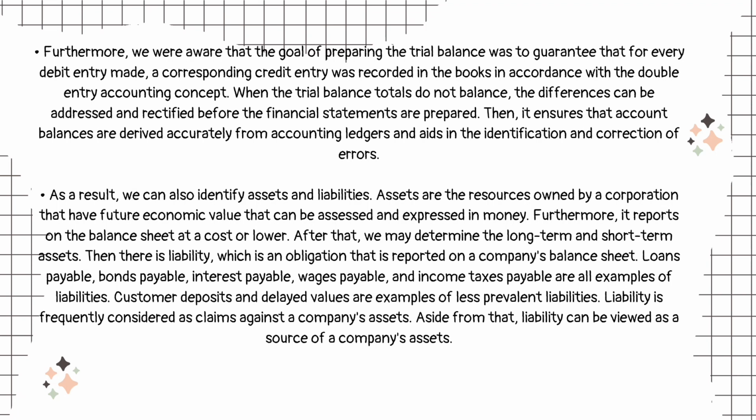Then there is liability, which is an obligation that is reported on a company's balance sheet. Loan payable, bond payable, interest payable, wage payable, and income taxes payable are all examples of liabilities. Customer deposit and deferred revenue are examples of less prevalent liabilities. Liability is frequently considered as a claim against a company's assets. Aside from that, liability can be viewed as a source of a company's assets.